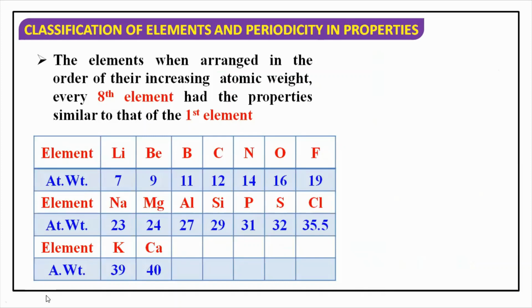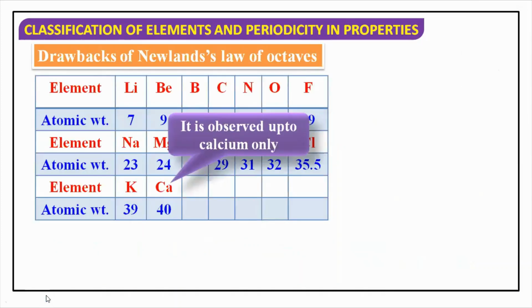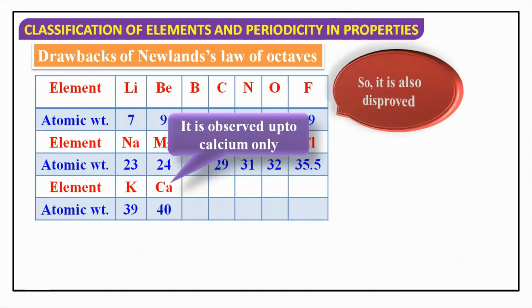So this is how he arranged the table, and he saw that elements were same, but there were some drawbacks. It was observed up to calcium only. ये जो law of octave था कि eighth element और first element का property same होगा, this was only till calcium. उसके बाद ये rule आगे नहीं चला after 40 atomic mass. So this was again disproved.